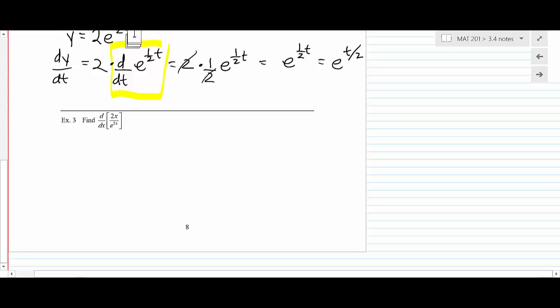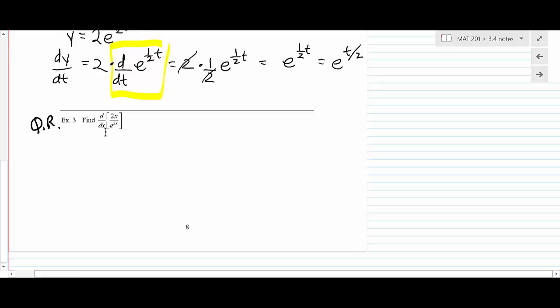So with this one, let's see if we can figure out how to do this one. Now this one you have a quotient, right? You have two functions. You have something in the numerator, something in the denominator. What are you going to do? Quotient rule. You have to. So what we're going to do on this one is quotient rule. And we got to get everything set up.